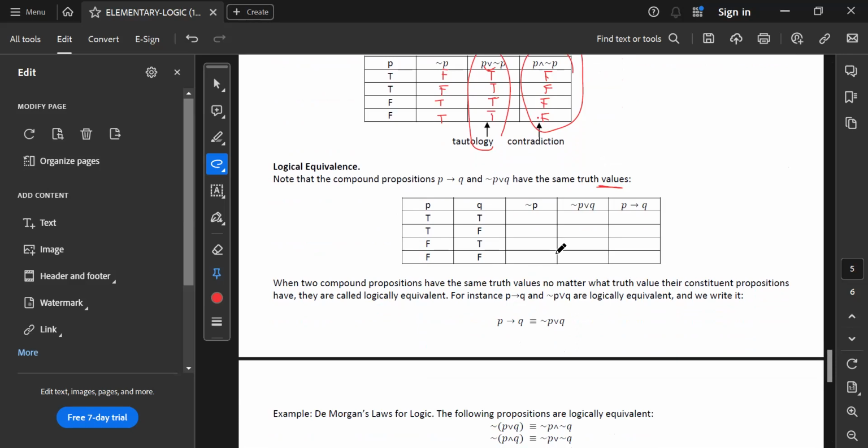So ato na i-complete nga table. So not P, di ba opposite ni P nga value, so true man siya, mao siya og false. True siya, mao siya og false. True and then true. So next kay si not P or Q. So false or true, true; false or false, false; true or true, true; true or false, true.